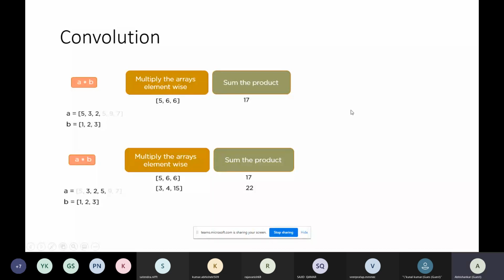Have you understood this? Yes, sir. Yes, sir.